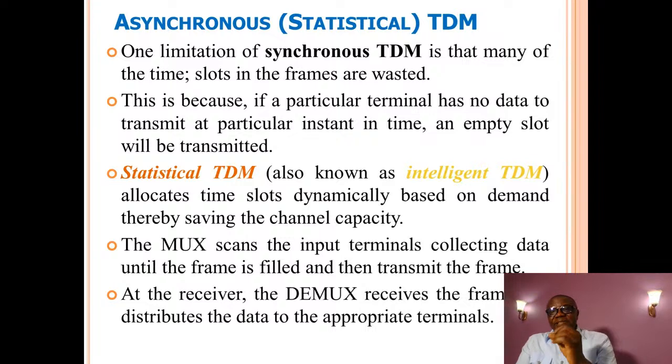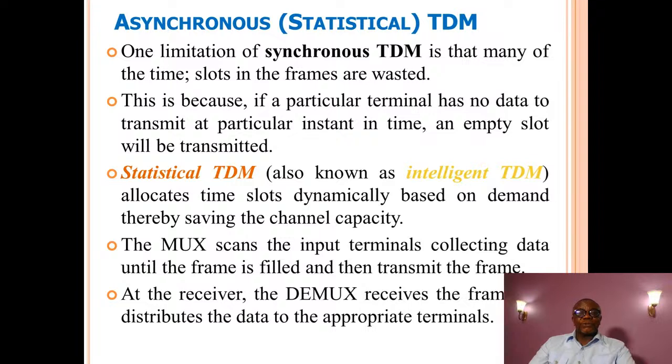asynchronous statistical TDM, otherwise known as the intelligent TDM. What does it do? Let's see. One limitation of synchronous TDM is that many of the time slots in the frames are wasted. This is because if a particular terminal has no data to transmit at a particular instant in time, an empty slot will still be transmitted.